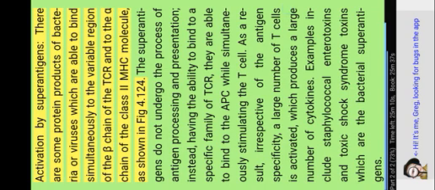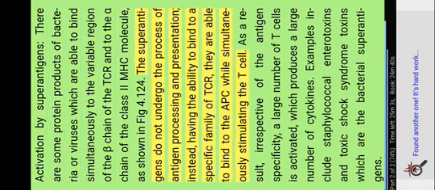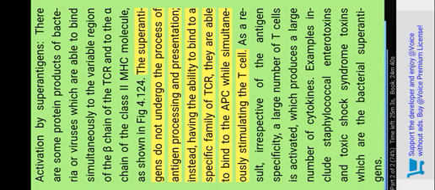Activation by superantigens. There are some protein products of bacteria or viruses which are able to bind simultaneously to the variable region of the beta chain of the TCR and to the alpha chain of the class 2 MHC molecule, as shown in Fig 4.124. The superantigens do not undergo the process of antigen processing and presentation. Instead, having the ability to bind to a specific family of TCR, they are able to bind to the APC while simultaneously stimulating the T cell.